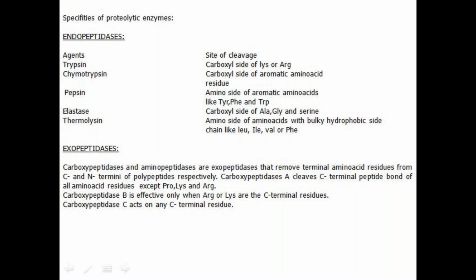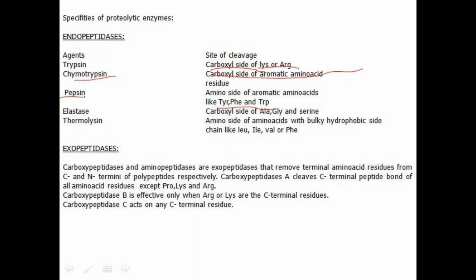Trypsin mainly acts at the carboxyl side of lysine or arginine. Whereas chymotrypsin acts at the carboxyl side of aromatic amino acid residues. What are aromatic amino acids? Aromatic amino acids are tyrosine, phenylalanine, and tryptophan. Chymotrypsin causes breakage at the carboxyl side of aromatic amino acid residues.